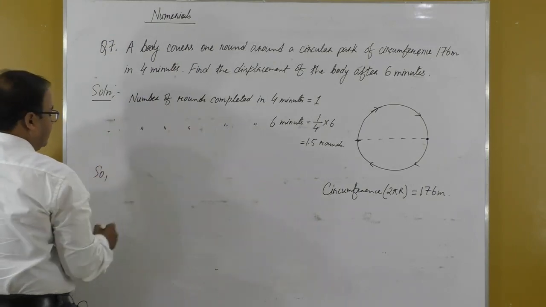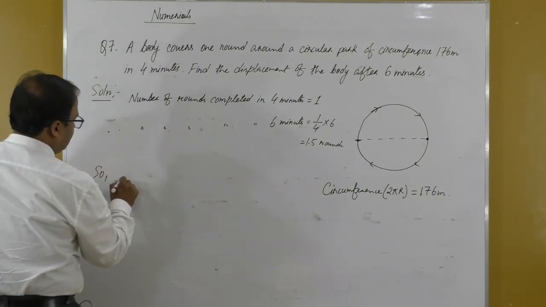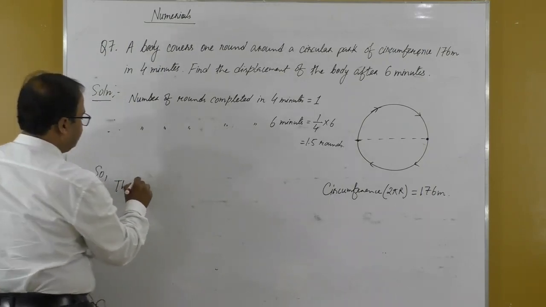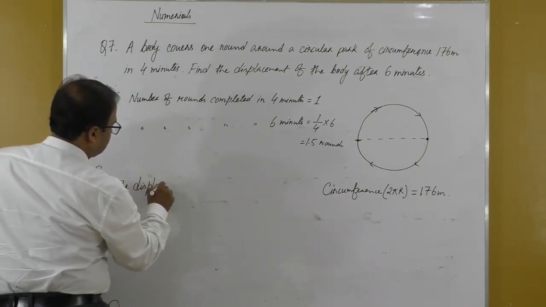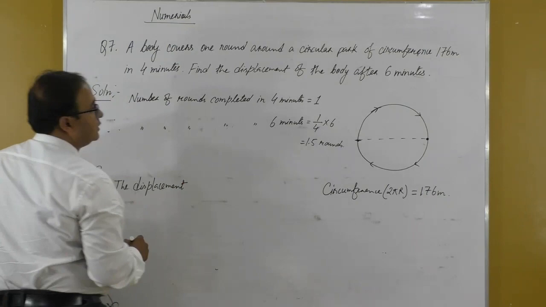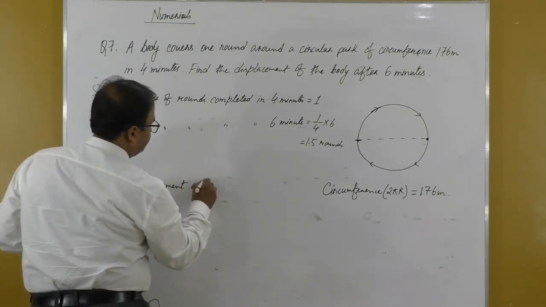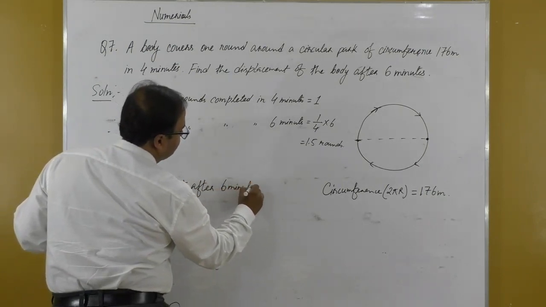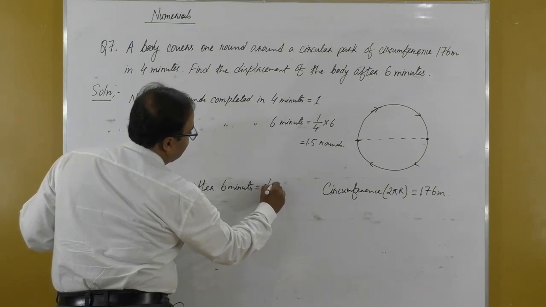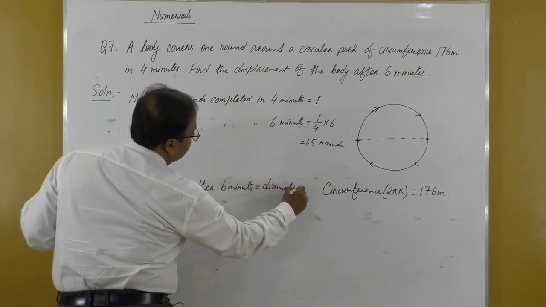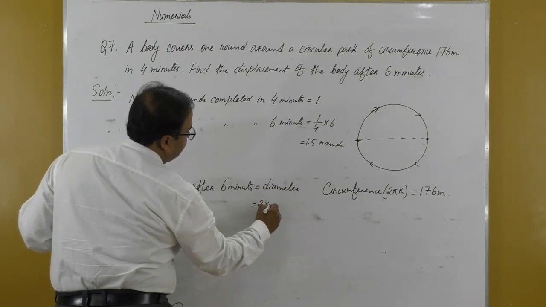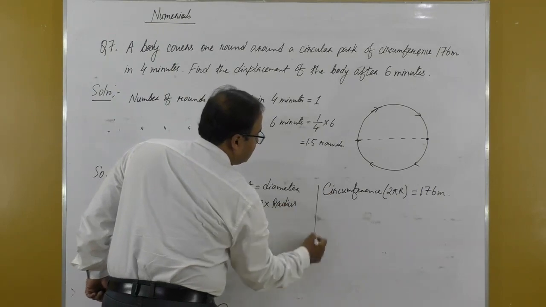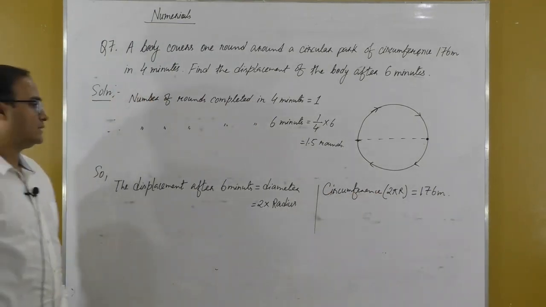So we can say from the figure, the displacement after 6 minutes is equal to the diameter, and diameter is 2 into radius. Since the circumference has been given, from that we can find out the radius.